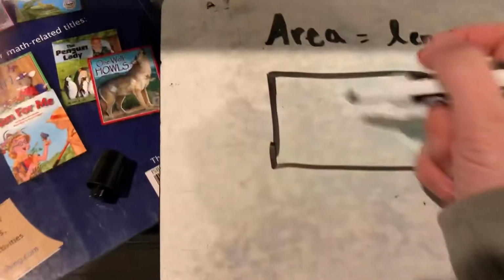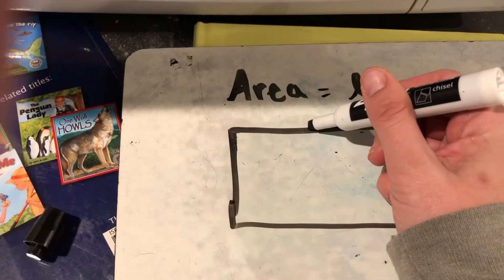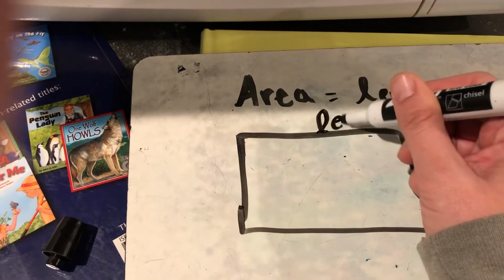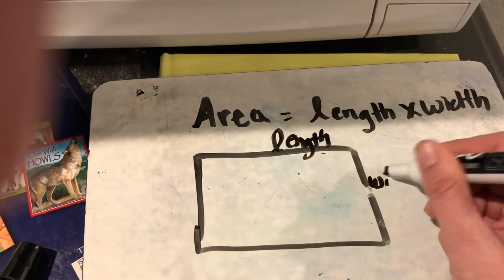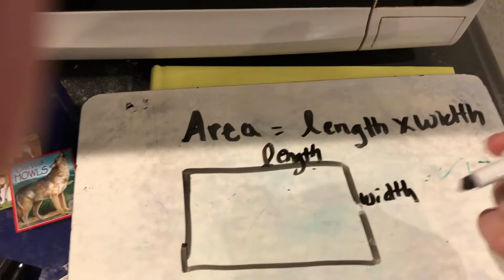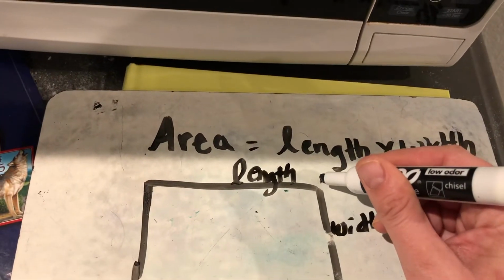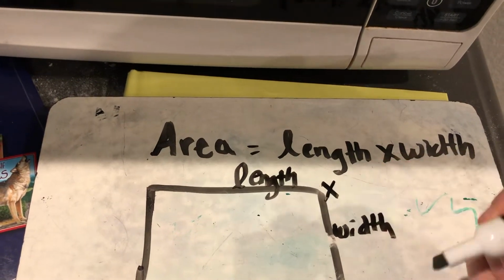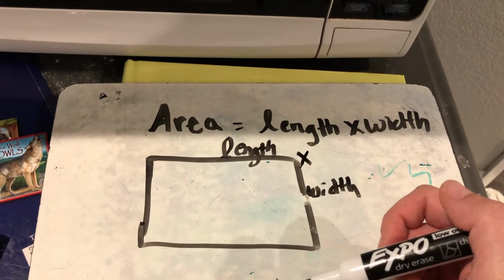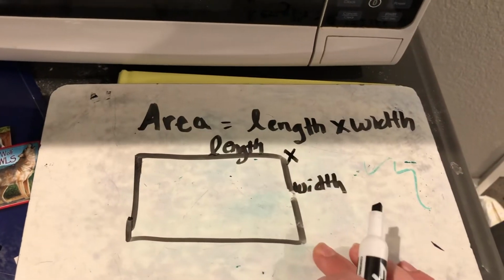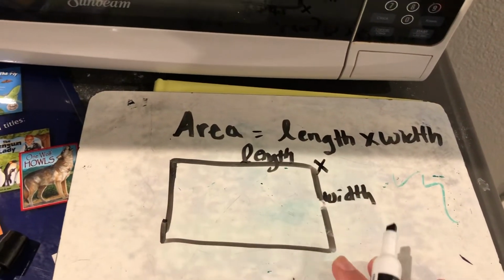I'm going to label my rectangle. This is length. That's a cursive L, by the way. And this is width. And usually for my visual, I like to remember the area is multiplying. So I put an X right there. Okay, so area of a rectangle is length times width. We're going to be focusing on area of rectangle.